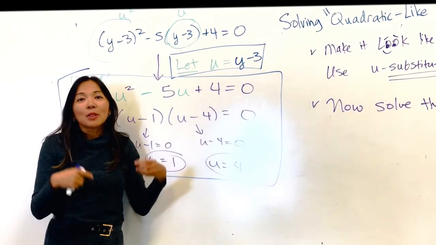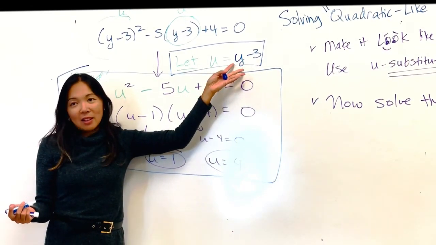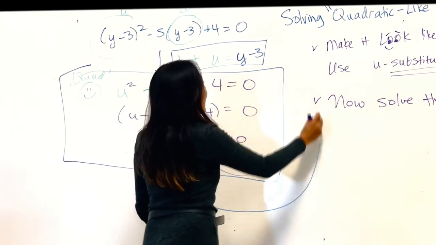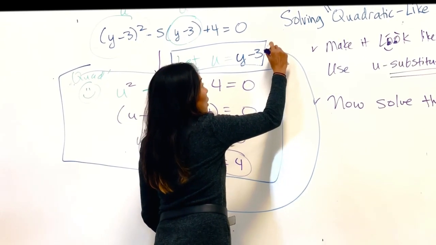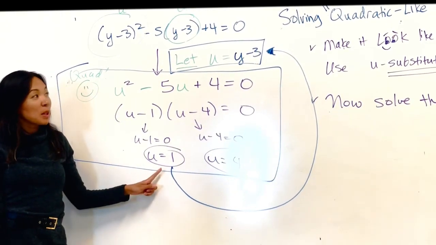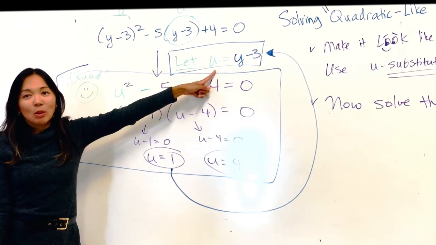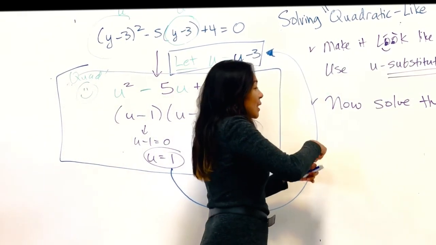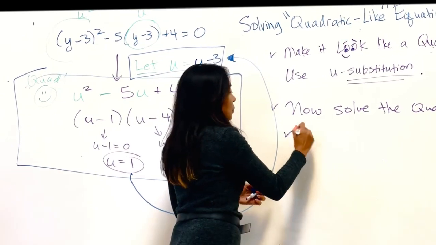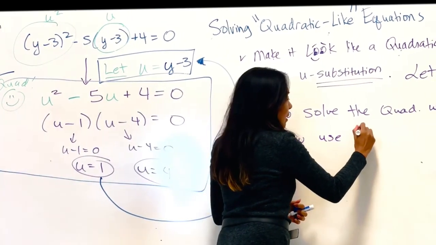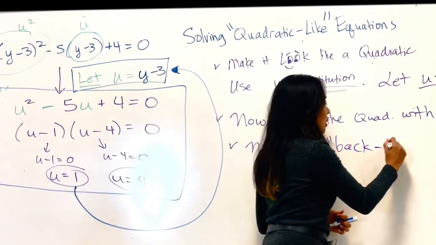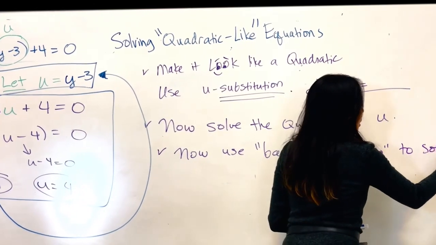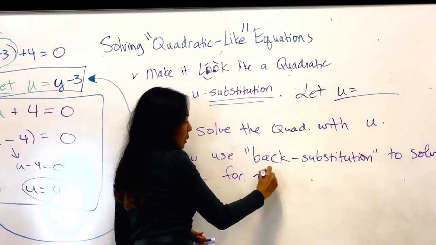So now, let's take off the costume and look back at what we're trying to do. I'm going to plug the u is equal to 1 back into the costume to find out what the real person is, right? I'm going to plug 1 back into this equation to find out what y is. So let me write this down. Now solve the quadratic with u. The next step is what we call back substitution. Now use back substitution, meaning you go back and you substitute it in, to solve for your variable.